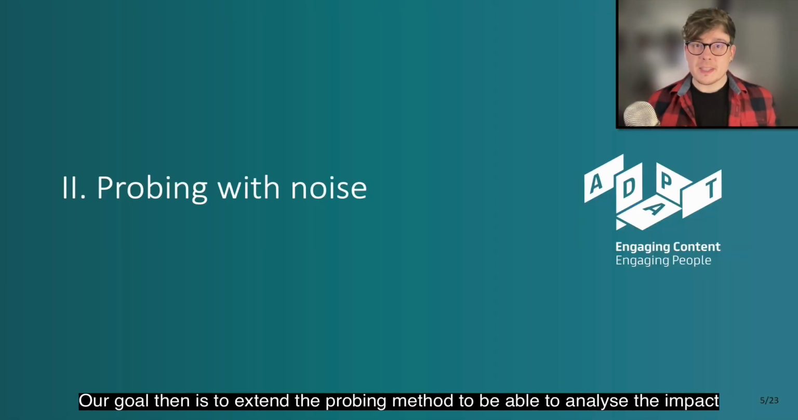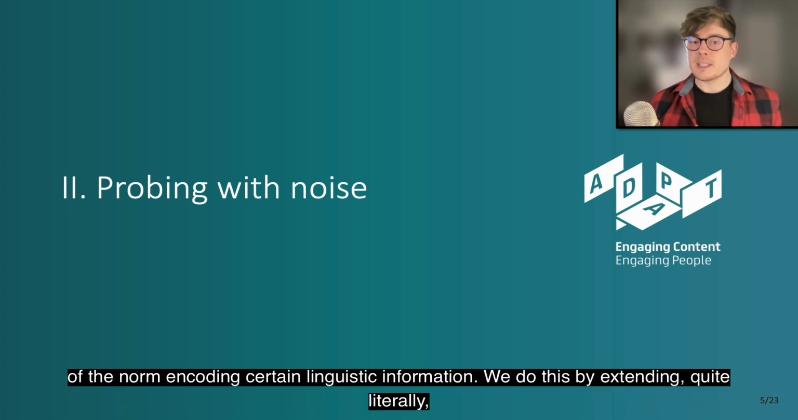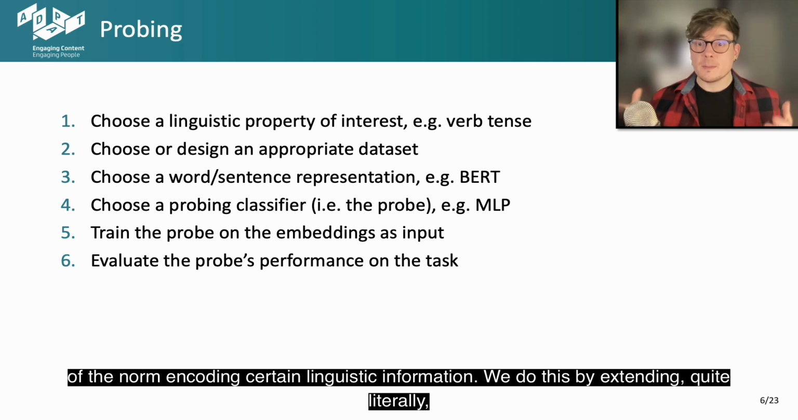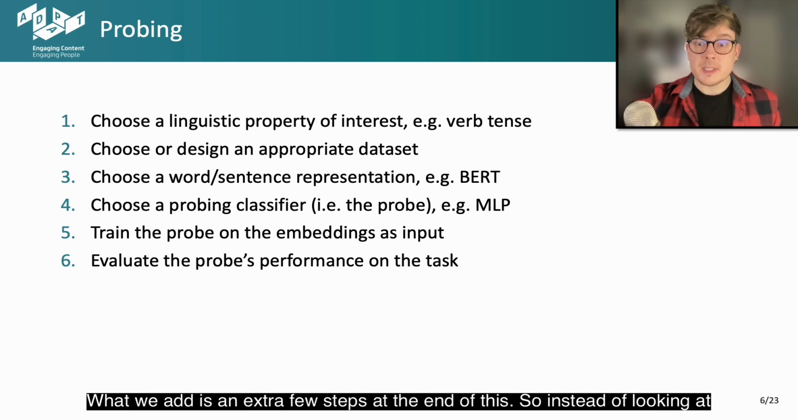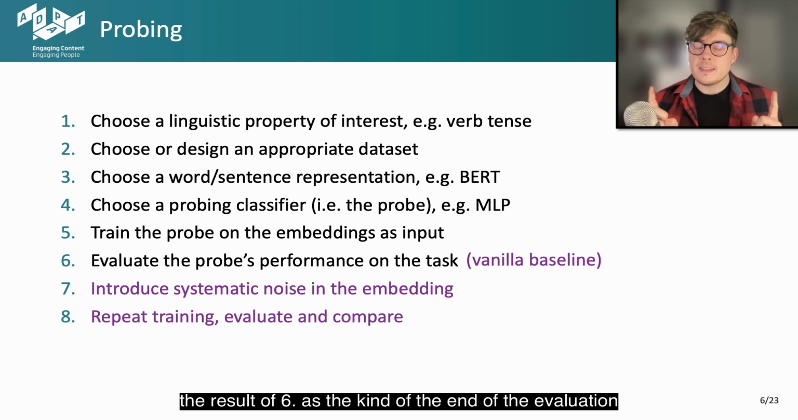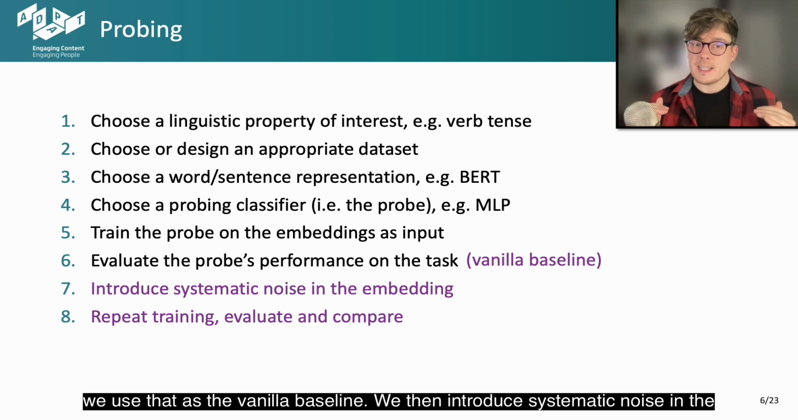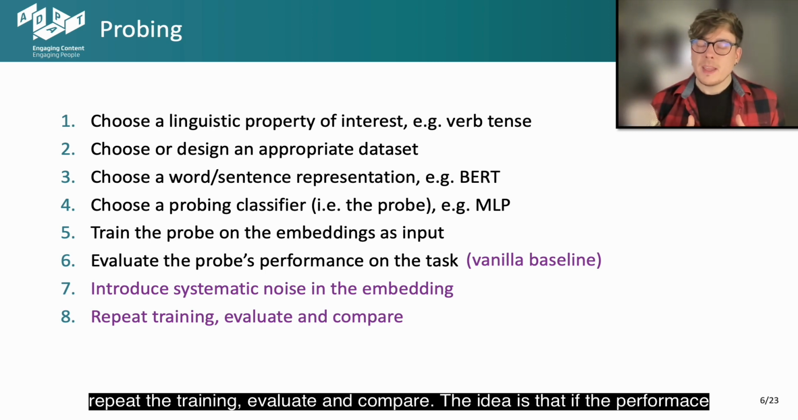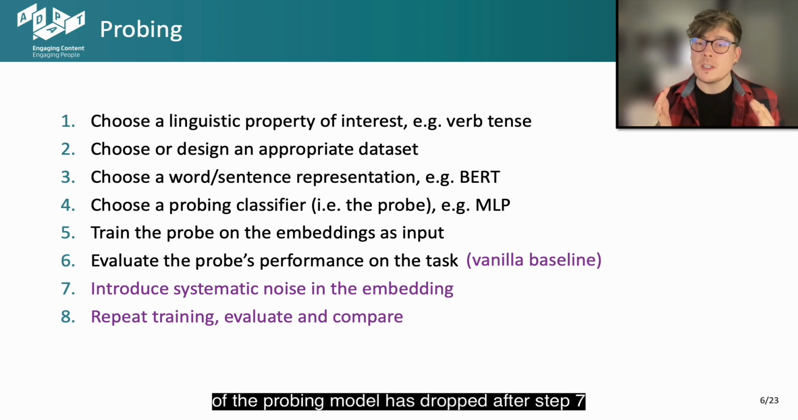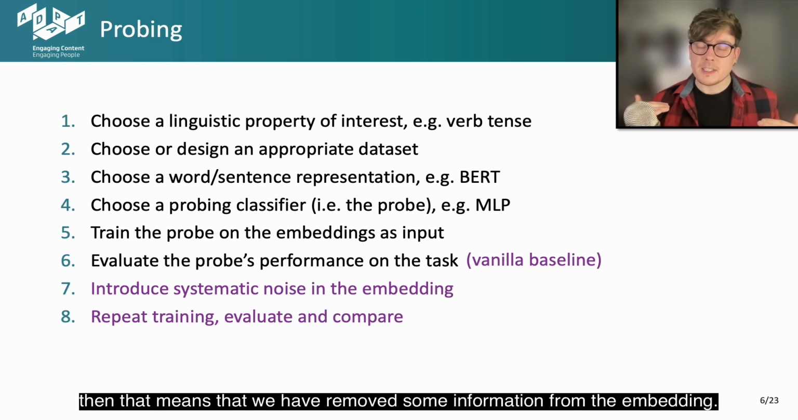Our goal then is to extend the probing method to be able to analyze the impact of the norm in encoding certain linguistic information. We do this by extending quite literally the basic probing framework, which looks like this. What we add is an extra few steps at the end. So instead of looking at the result of step 6 as the end of the evaluation, we use that as the vanilla baseline. We then introduce systematic noise in the embedding, the goal of which is to disrupt the encoding in the embedding. And then we repeat the training, evaluate, and compare. The idea is that if the performance of the probing model has dropped after step 7, then that means that we have removed some information from the embedding.